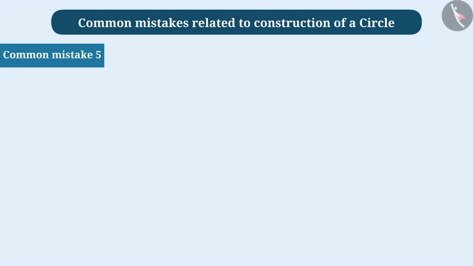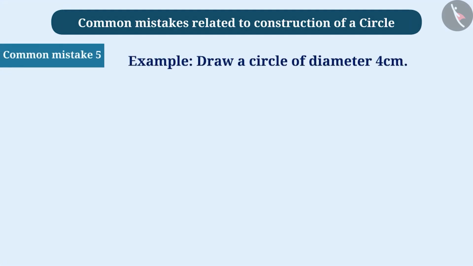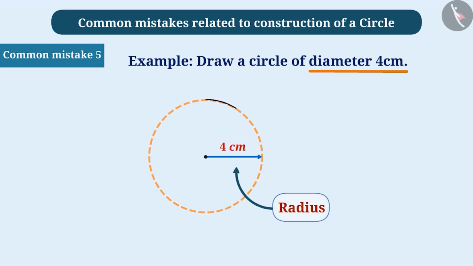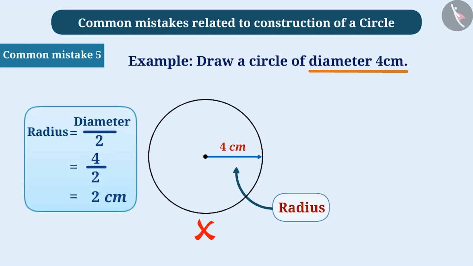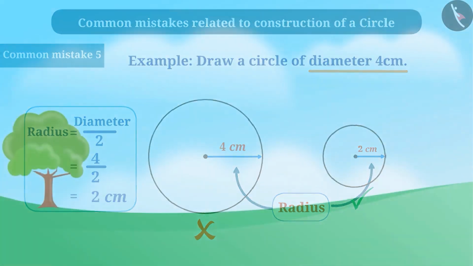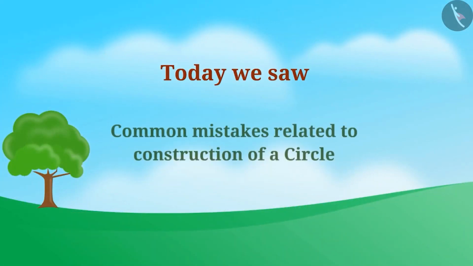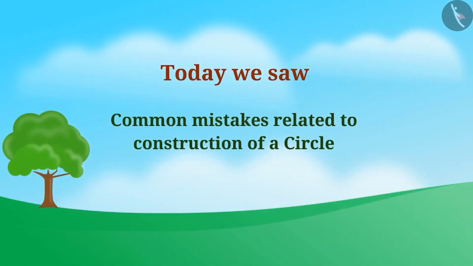Common mistake 5. Many times in the question, the length of the diameter is provided to construct a circle, but students misinterpret the information provided. They construct the circle assuming the given measurement to be the length of the radius and as a result obtain the wrong circle. Keep in mind that if the measurement of the diameter is provided, we must divide it by 2 and find the measurement of the radius. This will give us the correct circle. So today, we saw some common mistakes related to the construction of a circle.